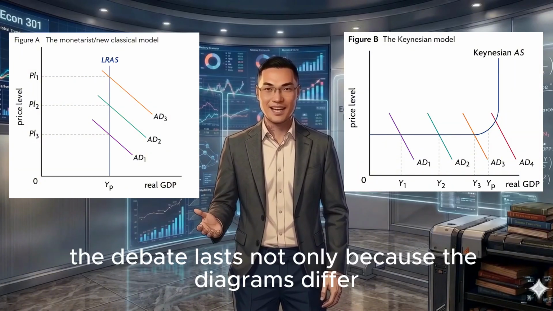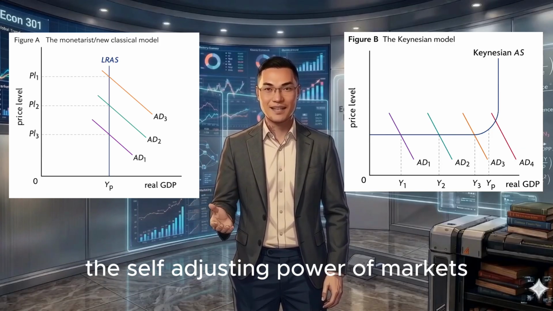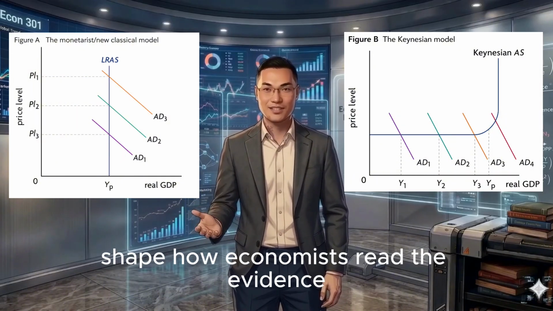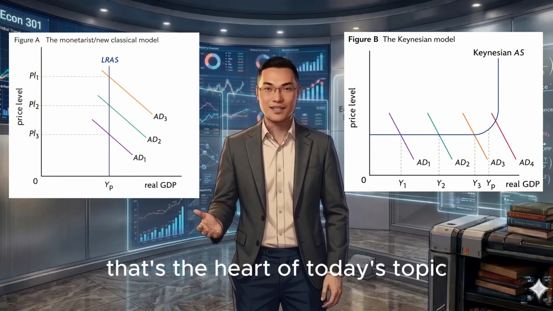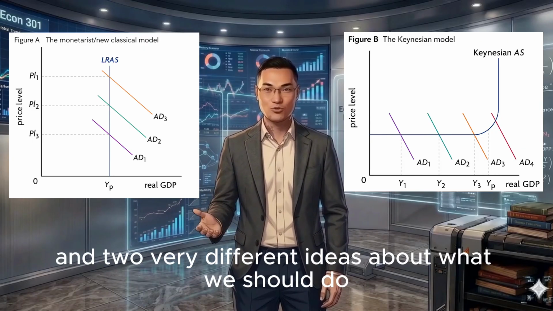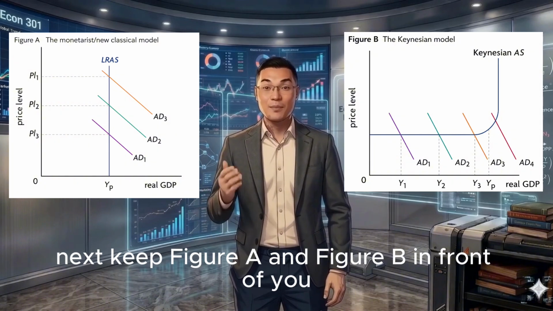Fifth, the debate lasts not only because the diagrams differ, but because deeper beliefs about the self adjusting power of markets and about the proper role of government shape how economists read the evidence. That's the heart of today's topic. Two graphs, two maps of the same economy, and two very different ideas about what we should do next. Keep figure A and figure B in front of you.